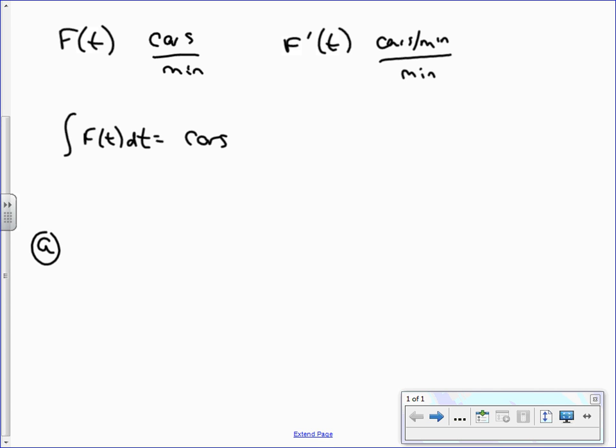Over a specific period from 0 to 30. Of what? How do you know? Because we did it up here. If I want cars, I'm going to take the antiderivative of the rate of change of cars. And if you put this in your calculator in Y1, then you can get it to give you this answer. Not yet. Let's get it all written down.